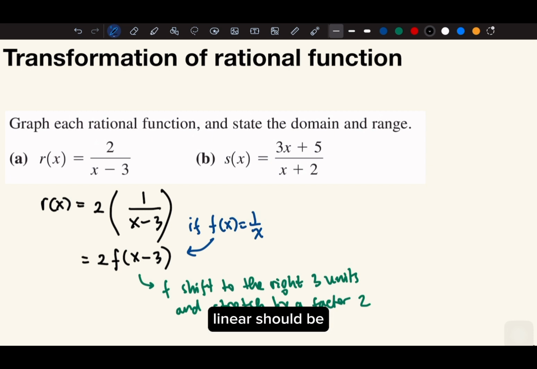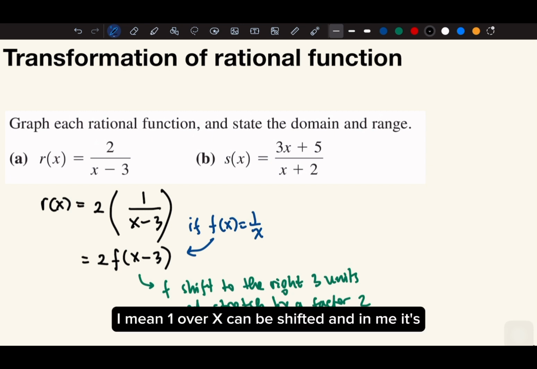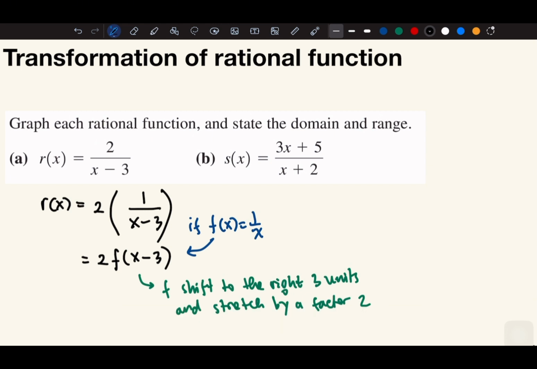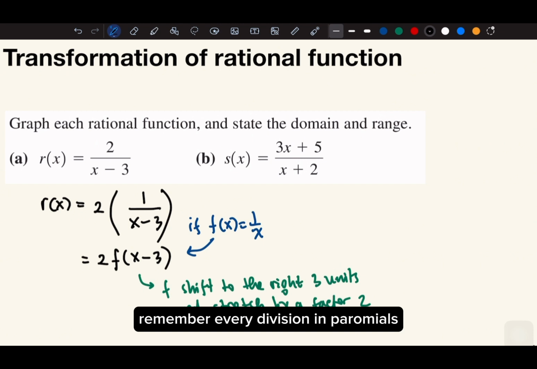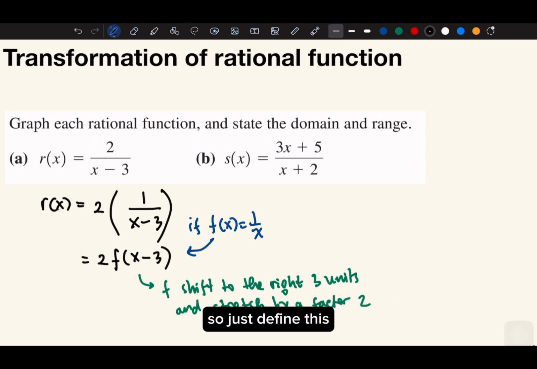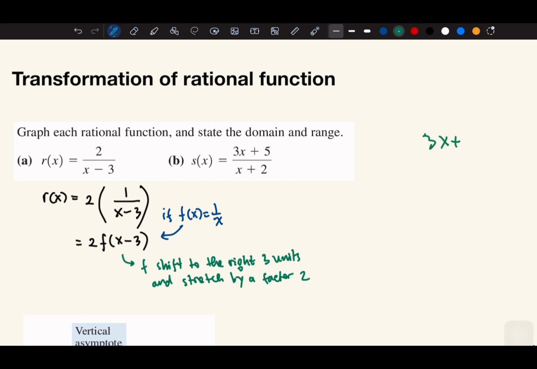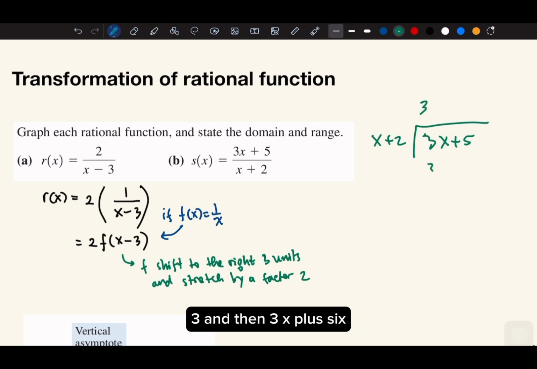Since it's linear, it should be able to be restructured as 1 over x. 1 over x can be shifted and then make this. So what can you do? Remember, every division in polynomials, we can just define it. So just define this. We can just do this. Elementary school. 3, and then 3x plus 6.